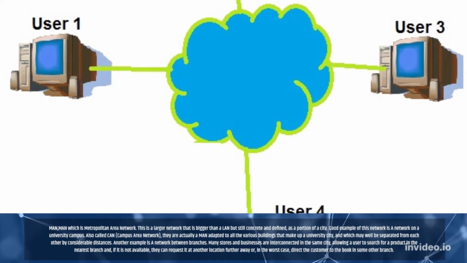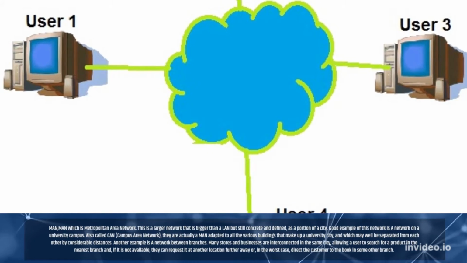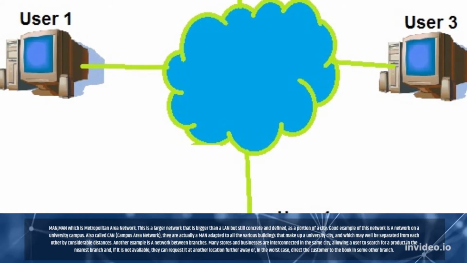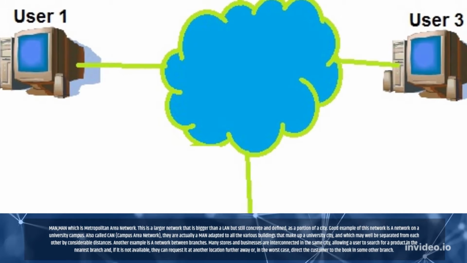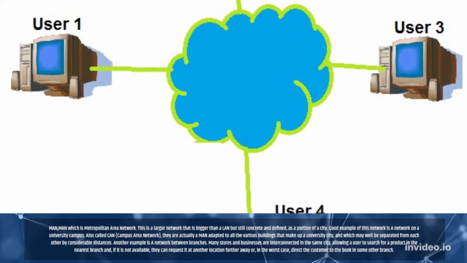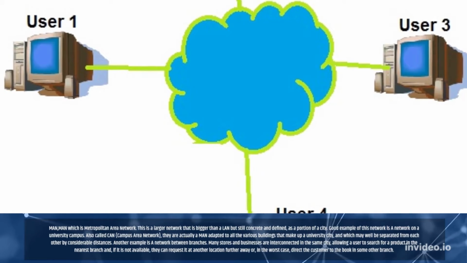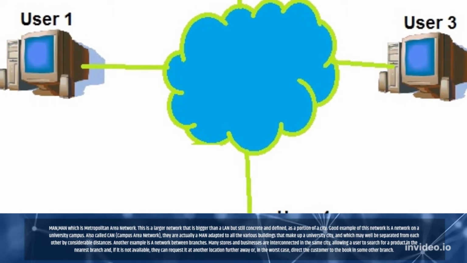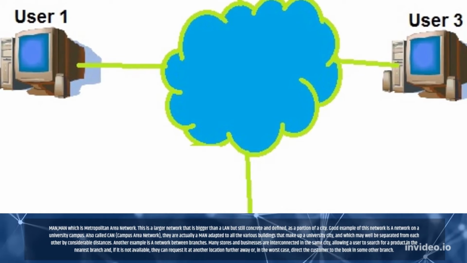Another example is a network between branches. Many stores and businesses are interconnected in the same city, allowing a user to search for a product in the nearest branch and, if it is not available, they can request it at another location further away or, in the worst case, direct the customer to the book in some other branch.